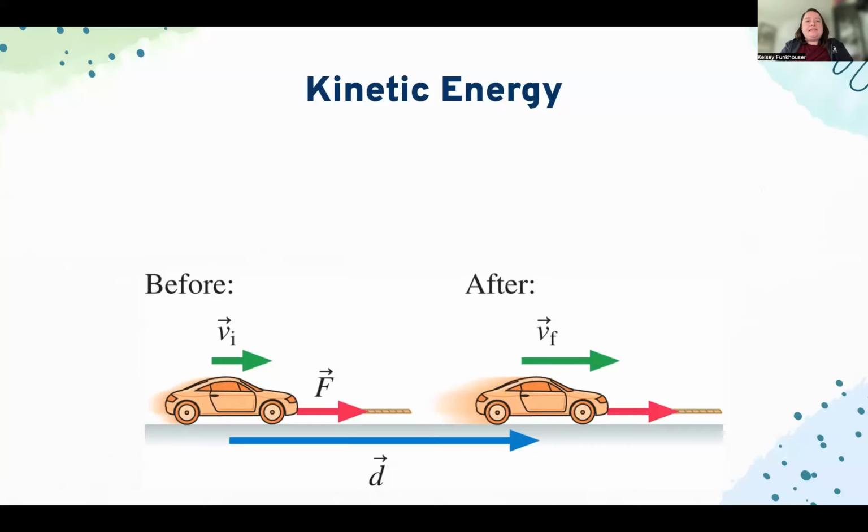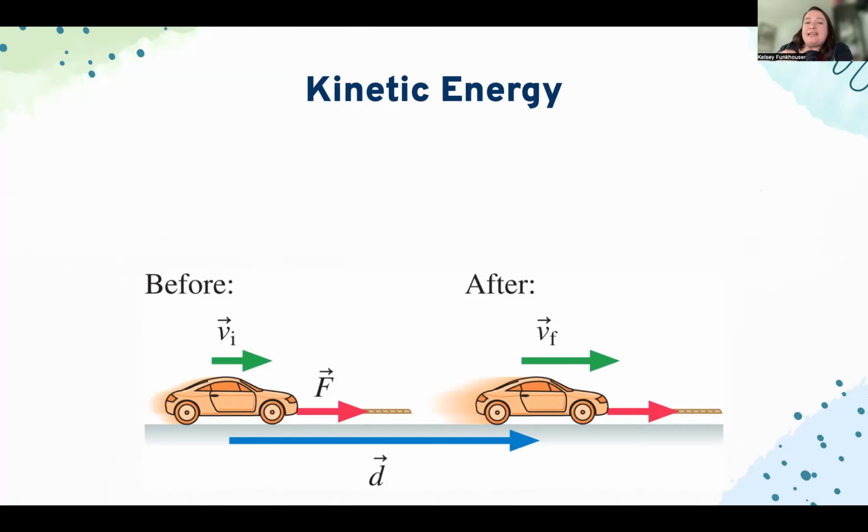Okay. Now let's think about a situation where a car is being towed. It starts out with an initial velocity. A force is applied to it over a distance, and then it has a new final velocity. So a force acted over a distance, which we know means work is done. But what does it mean that velocity also changed during that process? So what happened is that the work done resulted in a change in the kinetic energy of the system.